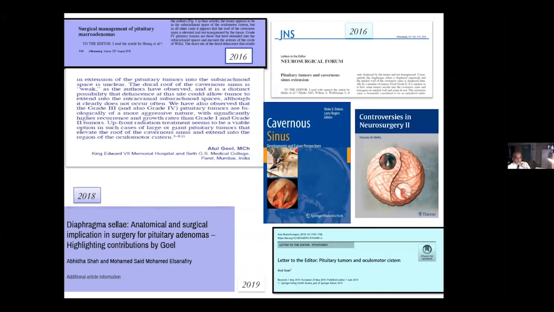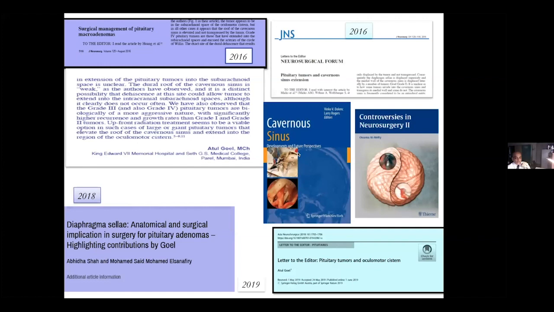So now the basic concept, and I think this concept has completely, in my estimation, revolutionized pituitary tumor surgery. Now you will ask me, what is that concept which has revolutionized pituitary tumor surgery? The concept is, for the first time in the history of pituitary tumor surgery, we mentioned in our article about 20 years ago, that this tumor is under the diaphragm, and the diaphragm is elevated on the dome of the tumor.